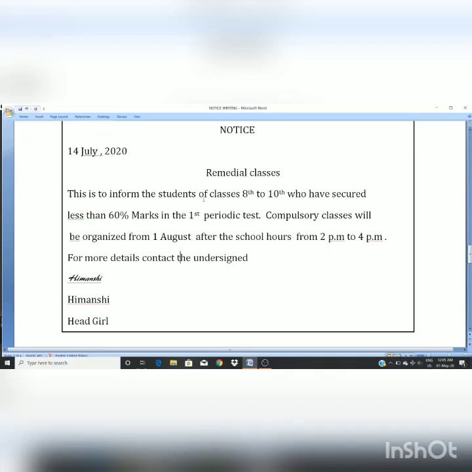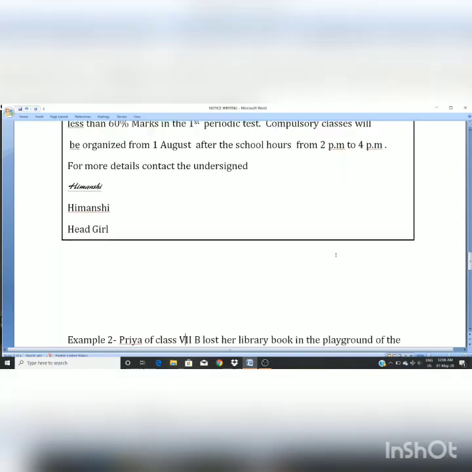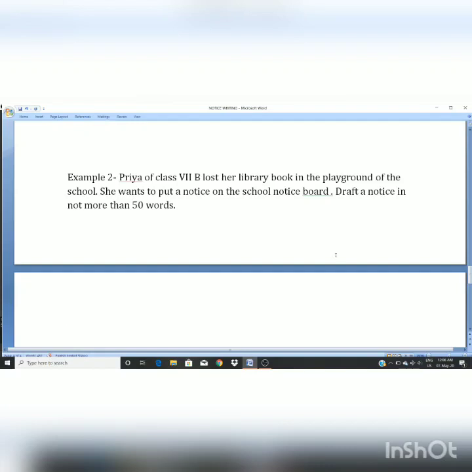This is to inform the students of classes 8 to 10th who have secured less than 60% marks in first periodic test. Compulsory classes will be organized from 1st August after the school hours from 2 p.m. to 4 p.m. For more details, contact the undersigned. Himanshi, signature, then Himanshi, name, then the designation of Himanshi, head girl. Okay, so students, as you can see, I have only written here whatever was given in the question itself. I have not added any other or unnecessary information, and that's the same as what you have to do.